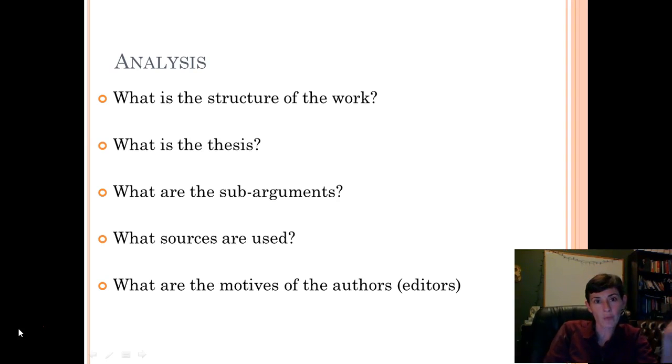What is the structure of the work? How is the work set up? What's the thesis? What's the argument? What are the sub-arguments? What sources are used? What are the motives of the authors or editors?